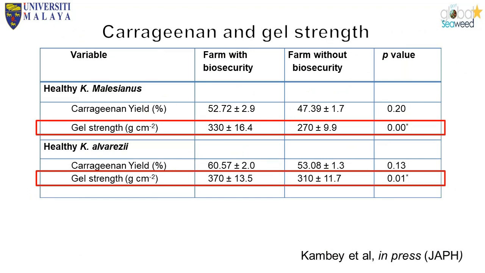Regarding seaweed quality in terms of carrageenan and gel strength, it was found that healthy seaweed with no bleach and no pest coverage in the farm with biosecurity has higher carrageenan and gel strength compared to healthy seaweed with no bleach but with epiendophyte coverage in the farm with biosecurity, although only gel strength shows a statistically significant difference.